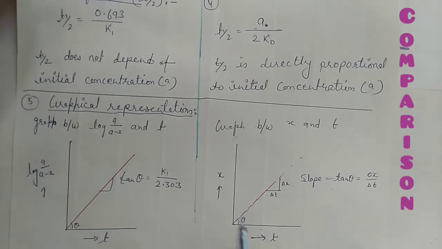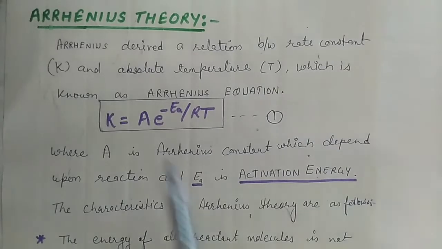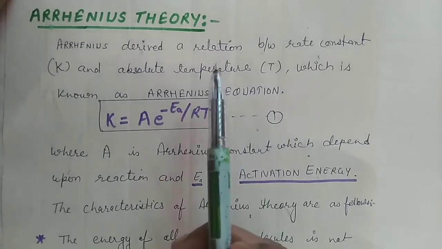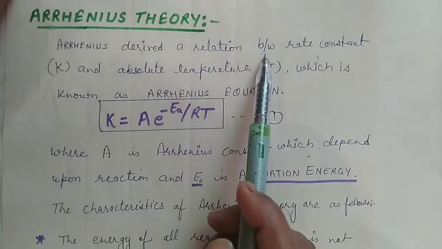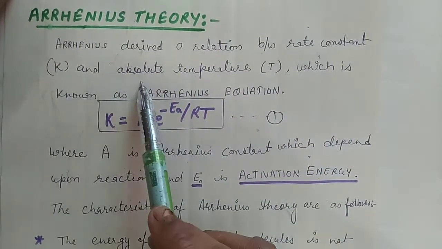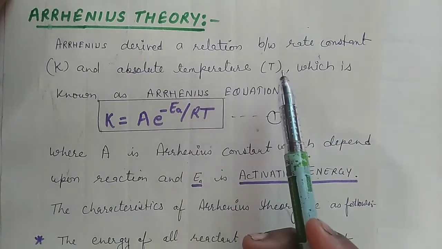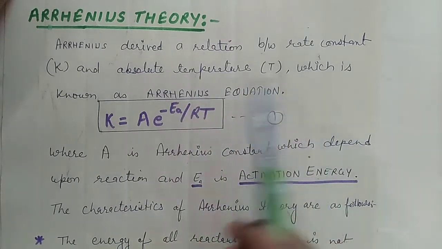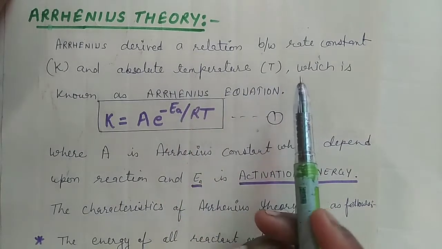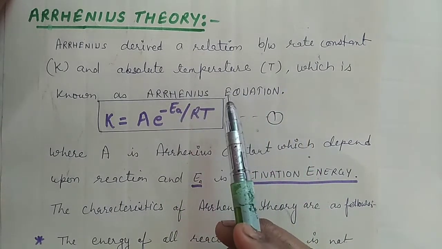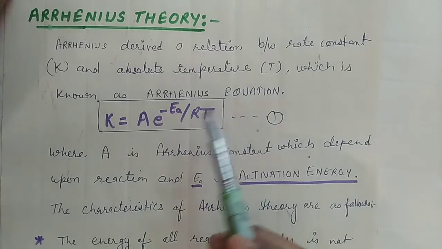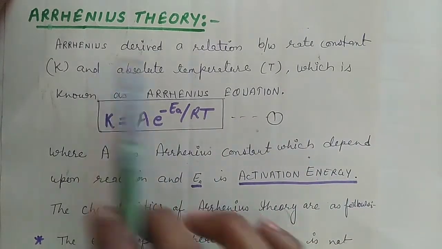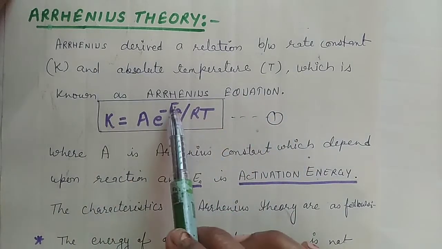Now we will discuss the Arrhenius theory. Arrhenius was a scientist who studied the kinetics of reactions and derived a relation between the rate constant and the absolute temperature. As we have discussed in the factors affecting rate of reaction, as temperature increases, the rate of reaction also increases. Even on increasing the temperature by 10 Kelvin, the rate of reaction increases by 2 to 3 times. So Arrhenius gave an equation known as the Arrhenius equation.